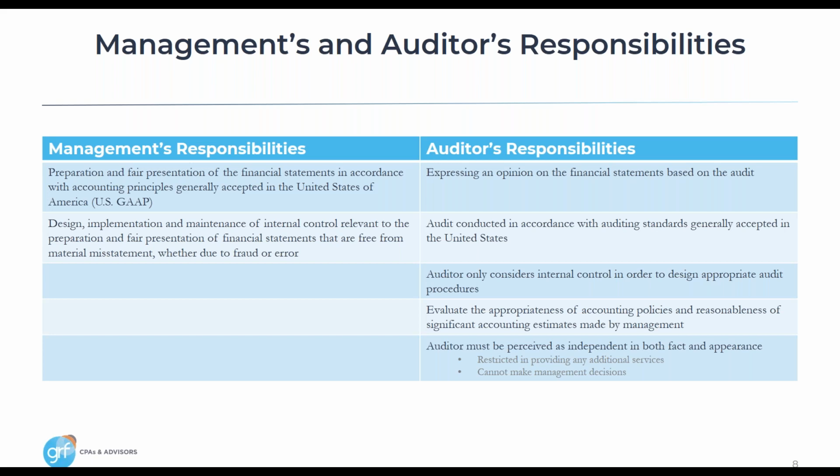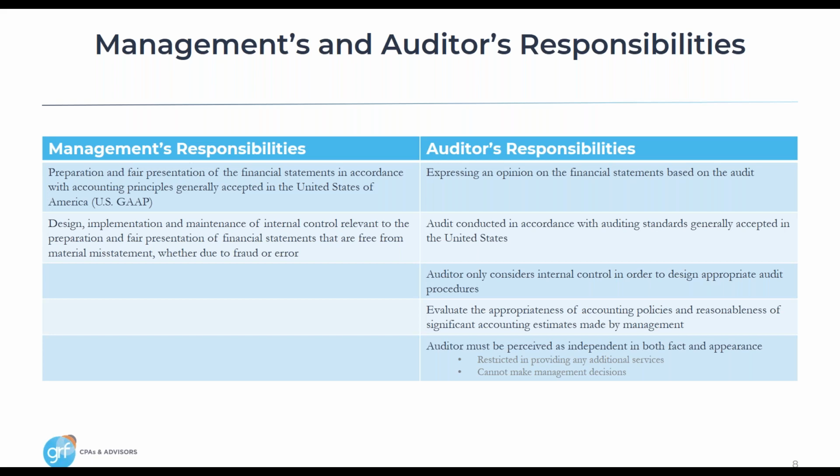The auditor's responsibility is in expressing an opinion on the financial statements based on the audit. And audits are conducted in accordance with auditing standards generally accepted in the United States. An auditor will design their audit procedures based on the organization's internal control environment and evaluate the appropriateness of accounting policies and reasonableness of significant accounting estimates made by management.